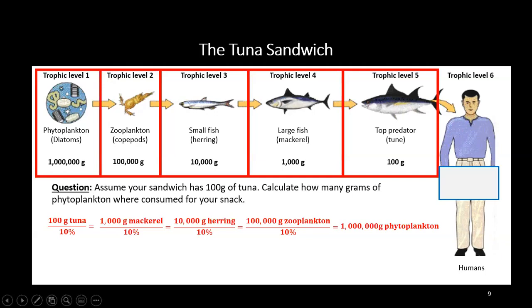Next, determine how many grams of human biomass is supported by 100 grams of tuna. Answer: 10 grams. At a 10% ecological efficiency, only 10% of biomass is supported at each trophic level.